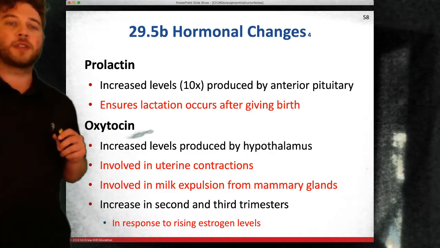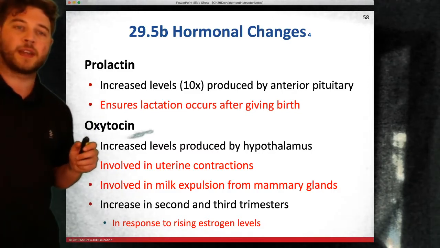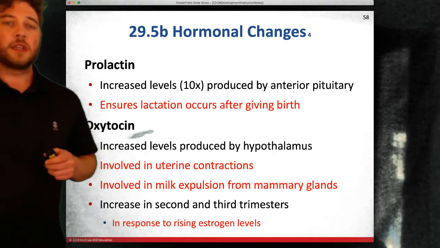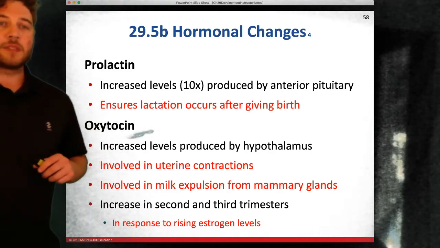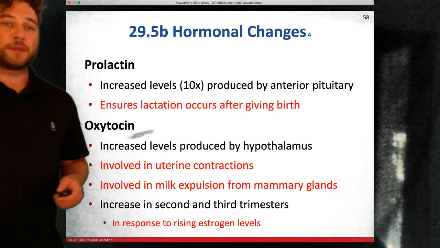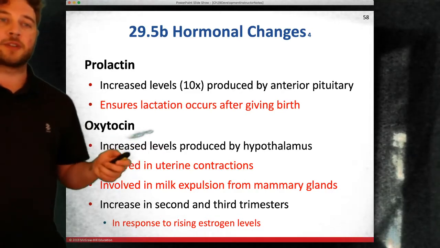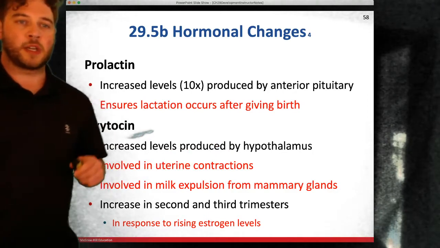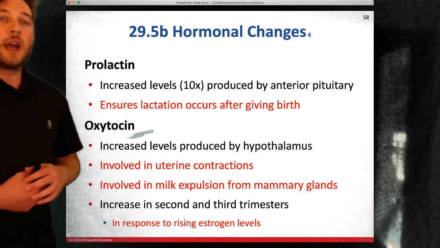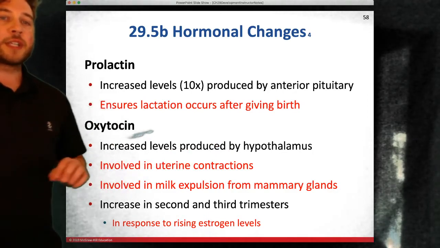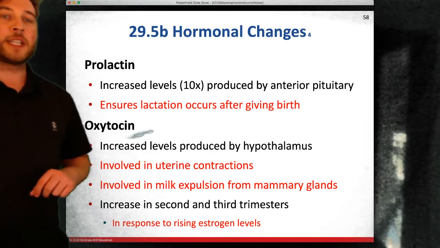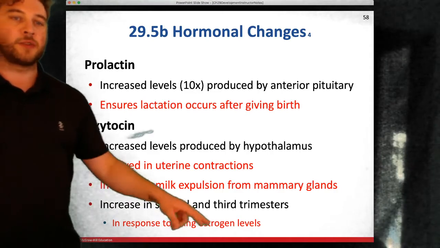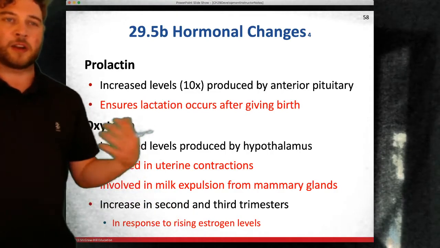Prolactin, increased 10 times by the anterior pituitary to ensure lactation occurs after giving birth. Oxytocin, increased levels produced by the hypothalamus. Remember that oxytocin is produced by the hypothalamus. It is stored in the posterior pituitary along with ADH. Oxytocin is involved in uterine contractions and milk letdown from the mammary glands, and it really starts to increase in the second and third trimesters in response to those rising estrogen levels, again in preparing for childbirth.